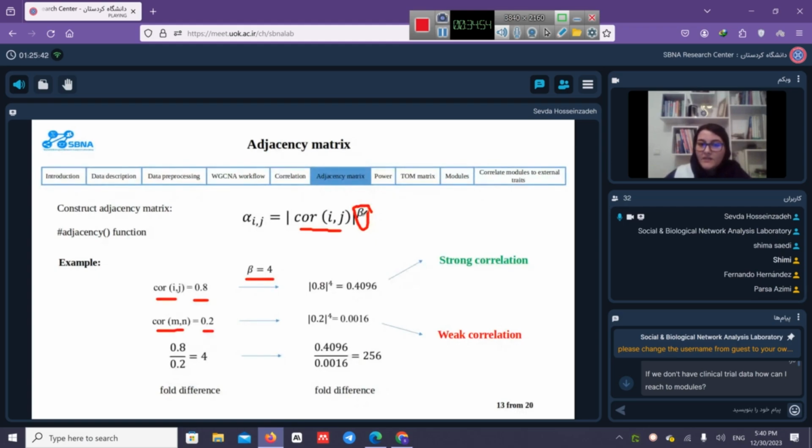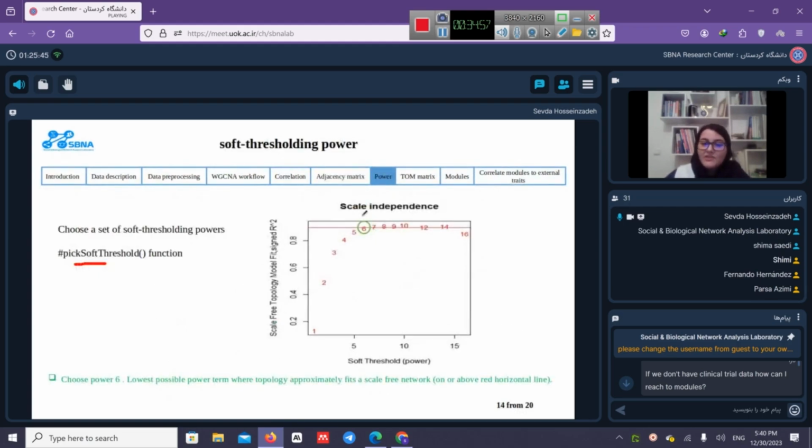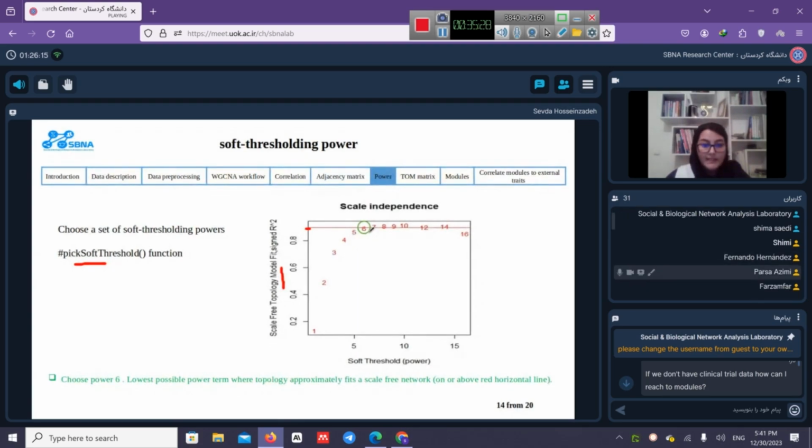Then it gets the data and the new elements, and after that fits it on the scale-free topology model, and based on each of these numbers we can get the R squared. And if each of these powers gives an R squared above 0.9, we can say this power is suitable for us. And let me show you how I can get the powers based on the WGCNA package.